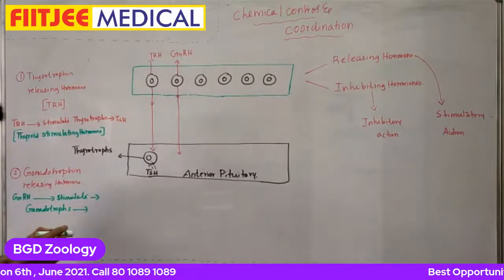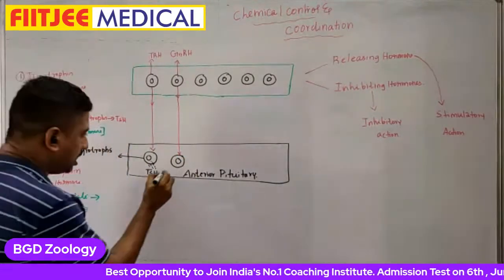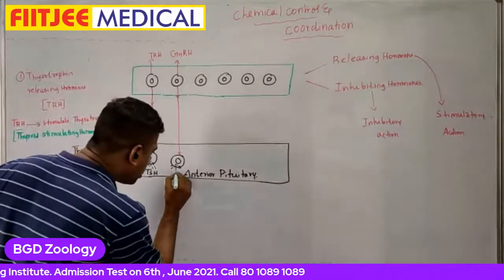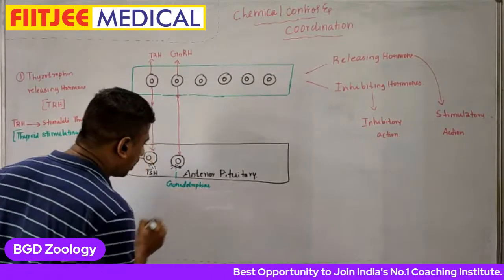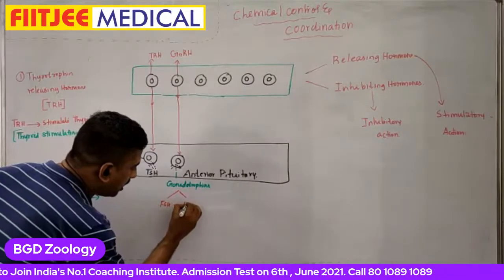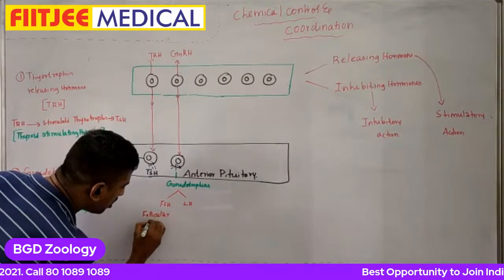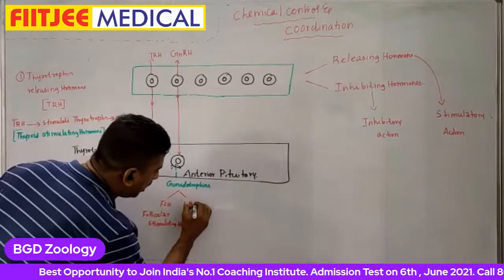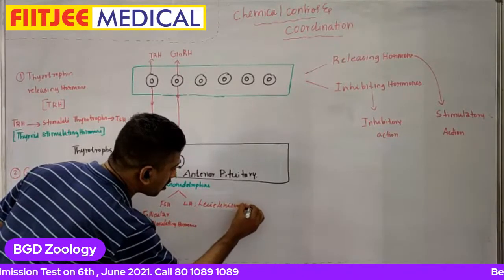If the gonadotrophs get stimulated by this GnRH, what will they release? They will release gonadotropins. What are the gonadotropins? FSH and LH. What is the FSH? Follicle stimulating hormone. And luteinizing hormone. Clear?